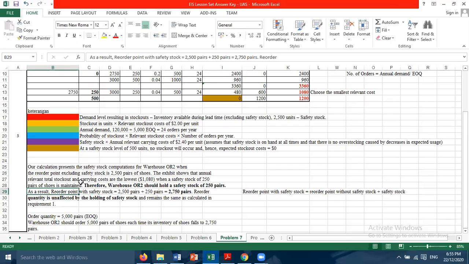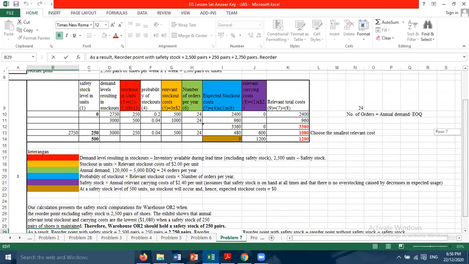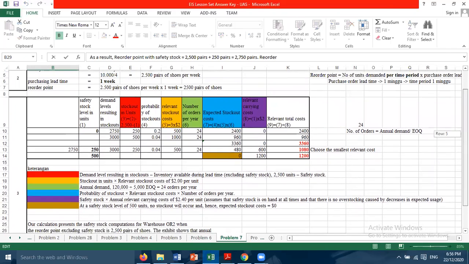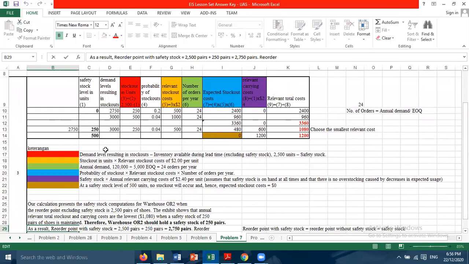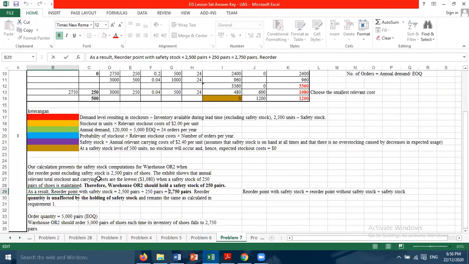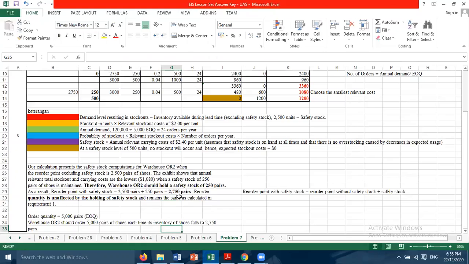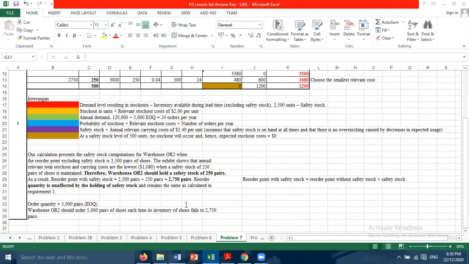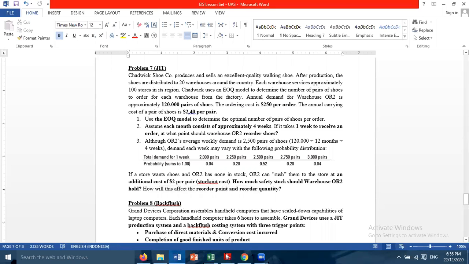So the new reorder point will be the old reorder point plus the optimal safety stock we chose. In this case, the old reorder point is 2,500 as our answer before. And then the optimal level of safety stock we chose is 250. So 2,500 plus 250, and we'll get 2,750 pairs. Okay, so that's the answer for problem 7.